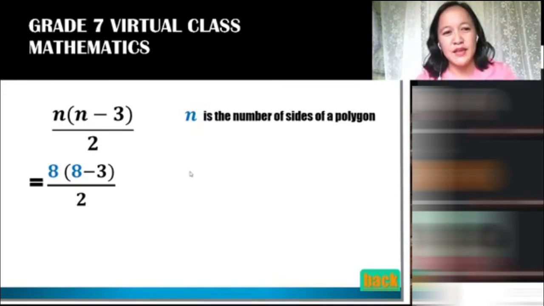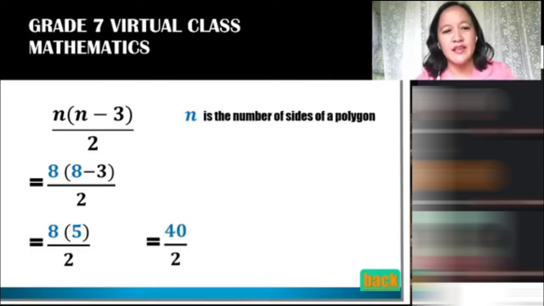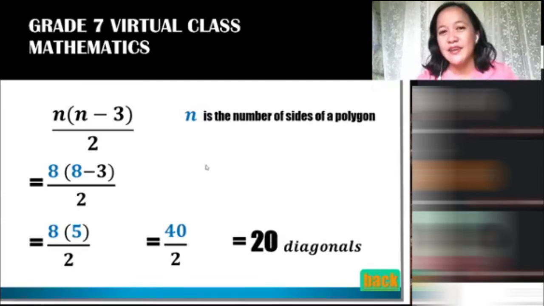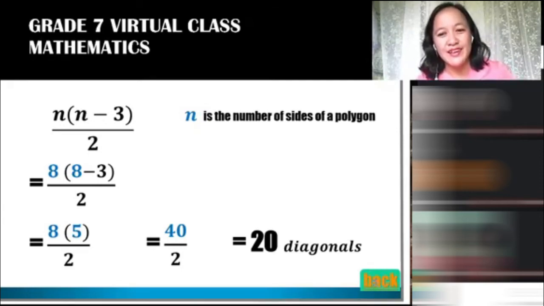Okay, may nakasagot na ba sa inyo? So 8 minus 3 is 5, multiplied by 8, that is 40, divided by 2. Our answer is 20 diagonals. Kayo ba, 20 ang sagot ninyo? Ayan, sa ating mga ka-FB Live viewers, meron ba sa inyo mga anak na nakakuha ng 20?